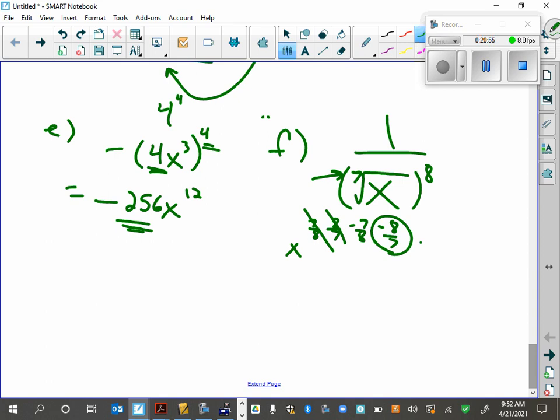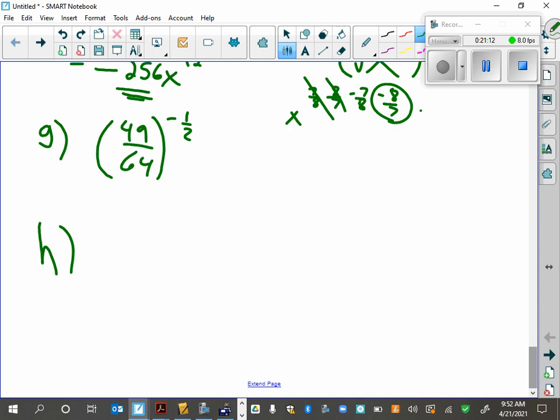All right, let's go ahead and do these two. I'll just give you the difference between 49/64 to the negative 1/2, and 8/27 to the positive 2/3. Okay, one's a shortcut and one's not a shortcut.